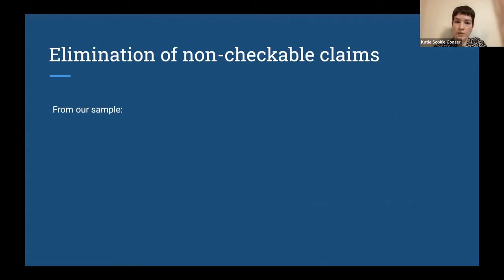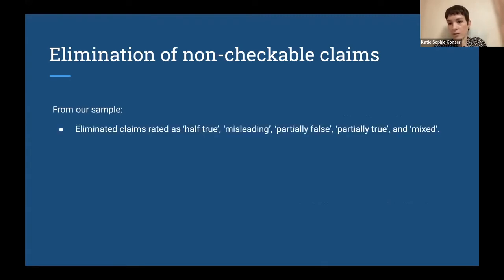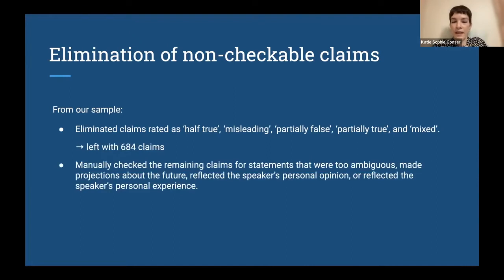So together with another coder, one of the undergrads who was working for us, Priya Sarma, first, we eliminated claims that were rated as half true, misleading, partially false, partially true, and mixed. That left us with 684 claims. And then together we manually checked the remaining claims. We did half each for statements that were too ambiguous, that made projections about the future, that reflected the speaker's personal opinion, or that reflected the speaker's personal experience. And then we checked each other's elimination of these claims. And that left us with 676 claims.